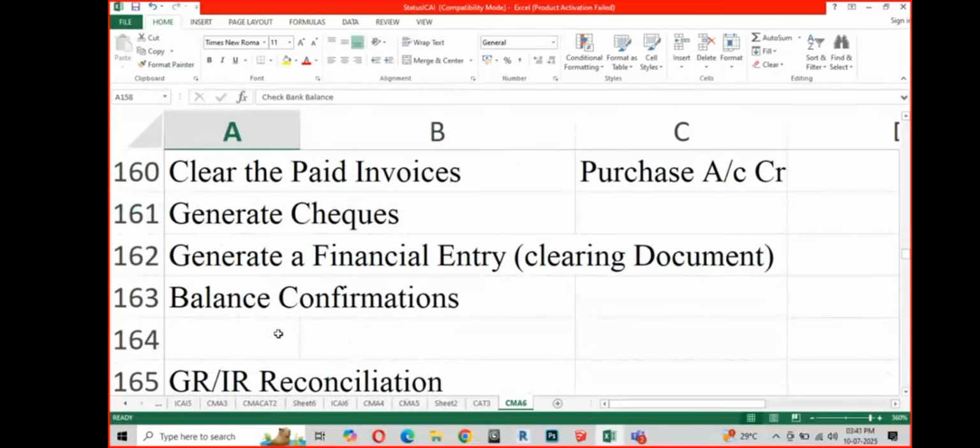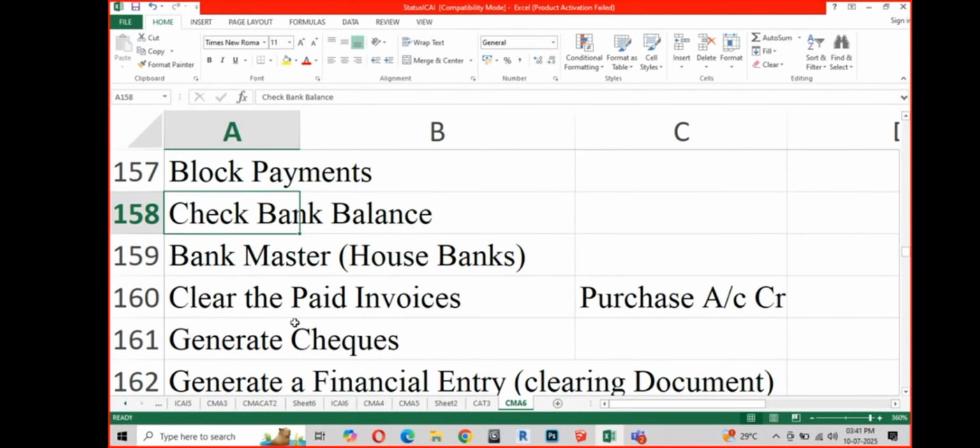Wonderful, right? Now, at the end of successfully making the payment, the system should also be in a position to clear off the open invoices. The invoices which were due, after being paid, should have the cleared status. It should be cleared.